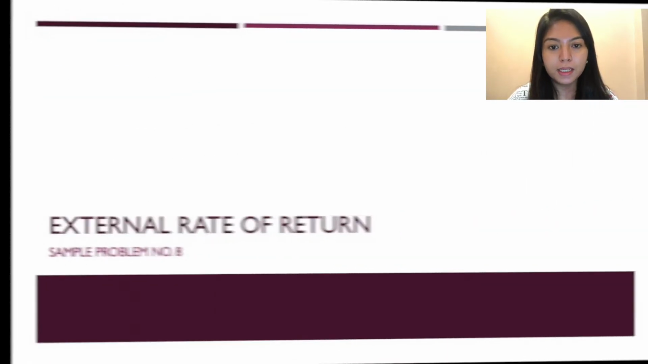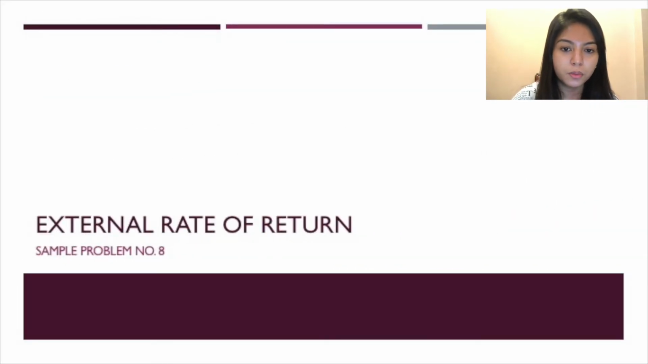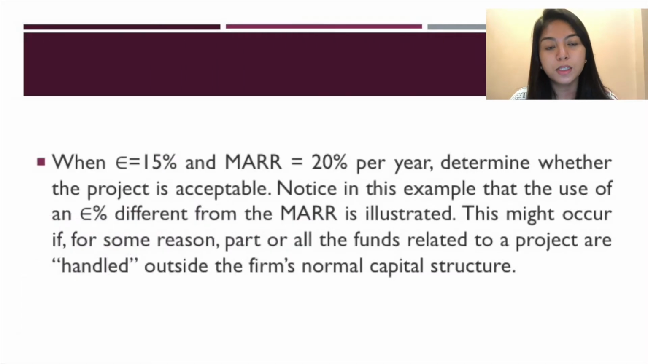Then next would be the external rate of return. Now, we're given a sample problem where E is equal to 15% and MARR is equal to 20% per year, and we have to determine whether the project is acceptable. Notice that in this example, the use of an E% is different from that of MARR, and it will be illustrated. This might occur if, for some reason, part or all of the funds related to a project are handled outside the firm's normal capital structure.